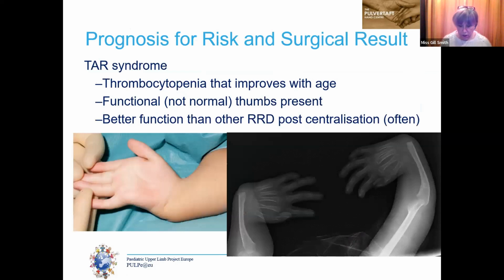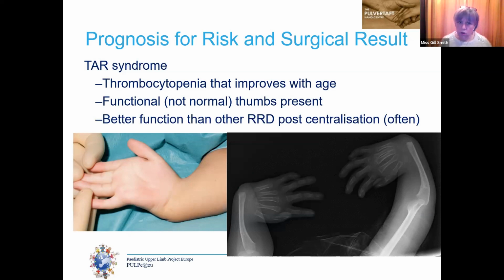I said I'd mention TAR again, TAR syndrome. The issue with that: these patients are unusual among the radial ray deficiencies because they have thumbs. They're not normal thumbs, and in fact Chuck Goldfarb has done a whole article on them. They're a bit flat and wide.